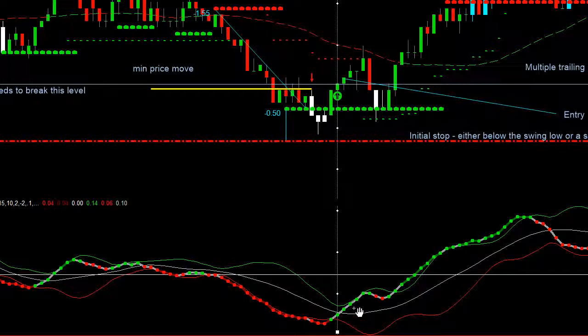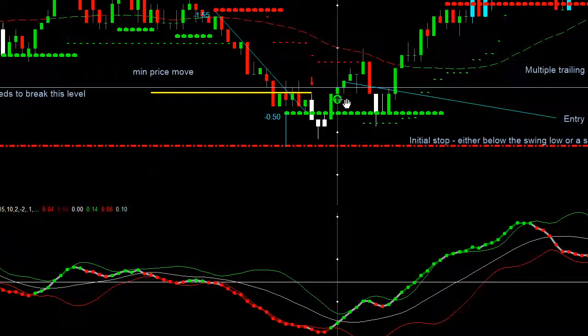So that's a confirmation of a yes for me to get into this trade. So we're definitely getting into this trade now. So we're on and getting into this trade. And now we have to have an initial stop. Whenever we go into the market, we need to have an initial stop.